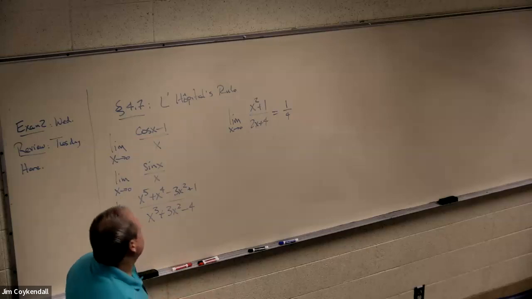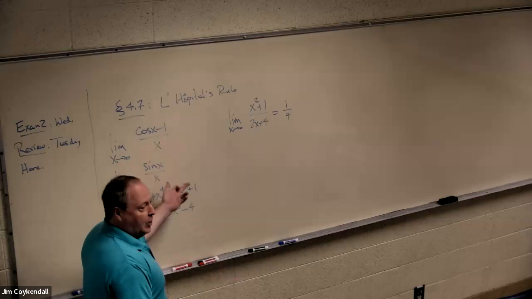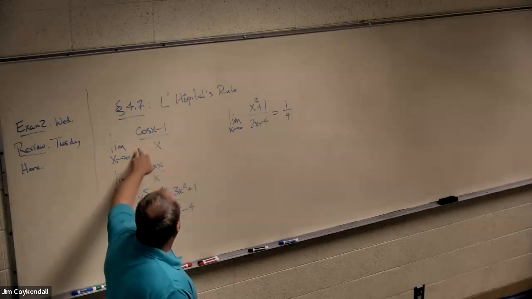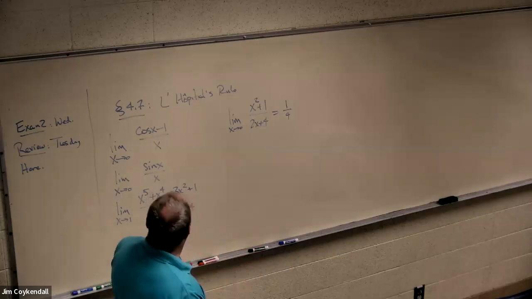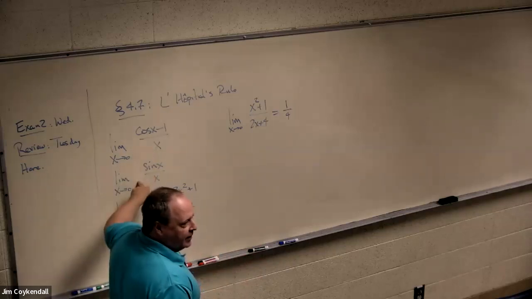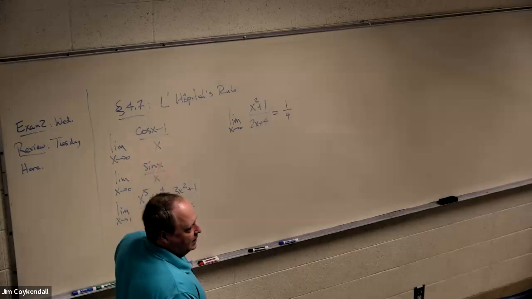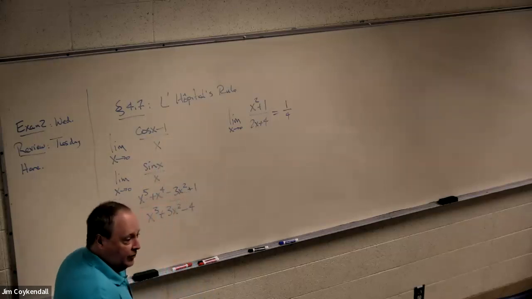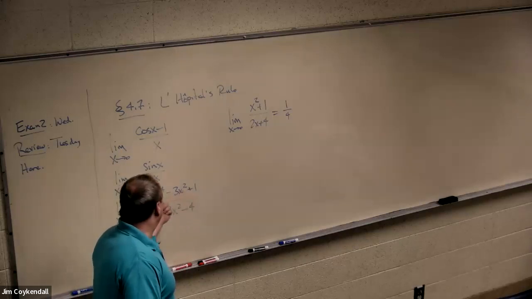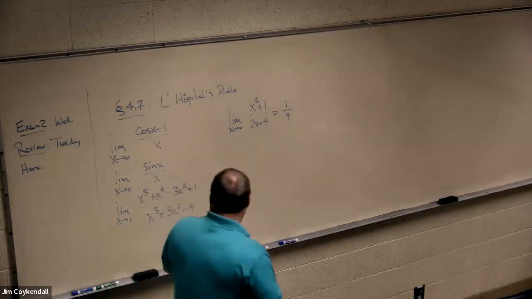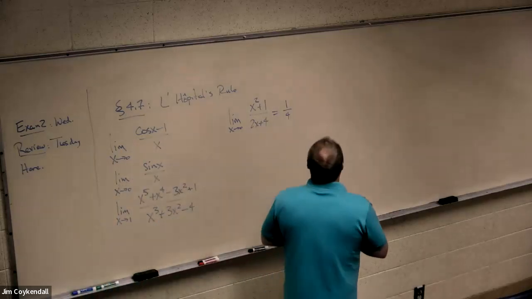But this is the rule. If you actually try to show this, you can do it with all kinds of trigonometry. These both come from the squeeze theorem. It's complicated. Now we're going to see how to do this. This one we can do. What happens? You get 0 over 0. I'm going to do this one.